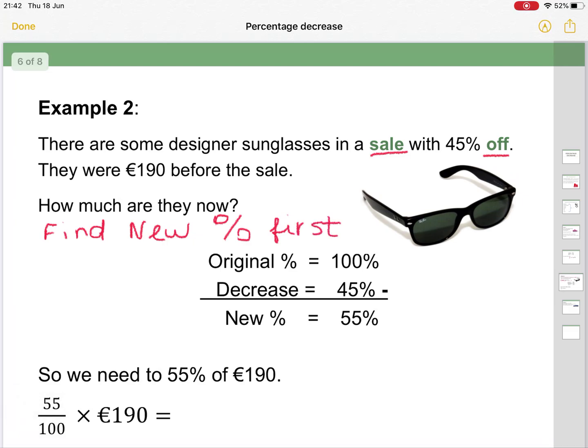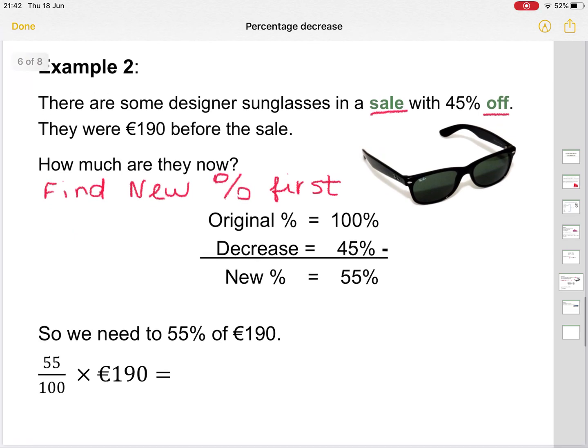Find the new percentage first. To find the new percentage, we must start from the original percentage, which is always 100%. The decrease, the percentage off, is 45%. So 100% minus 45% is 55%. So the new percentage is 55%.